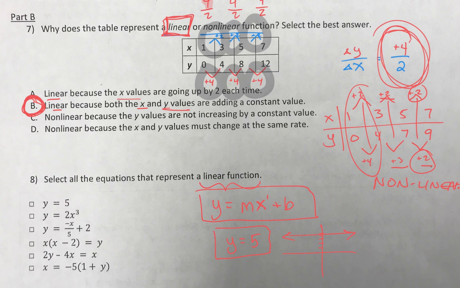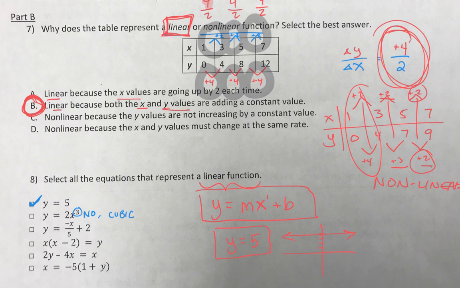So let's pick out all the right choices over here. Y equals 5. Yeah, that's a linear function. It's a constant function. It's going to be a horizontal line. We'll talk more about that next week. Y equals 2x cubed. Well, that cube there, it has an exponent of 3, so that's not going to be a linear function. No, we call that a cubic. That's not important to you now, but that's a cubic function.